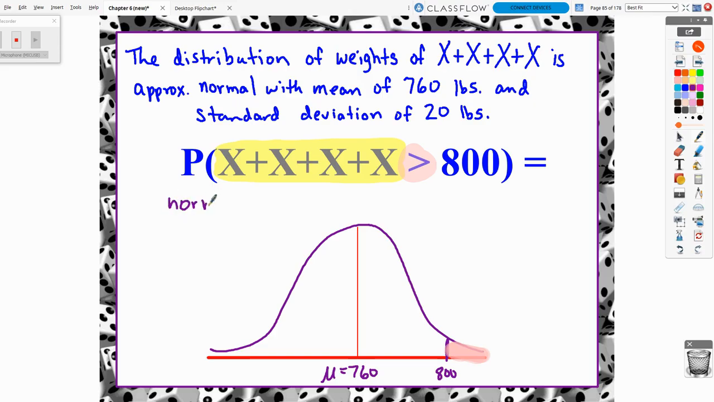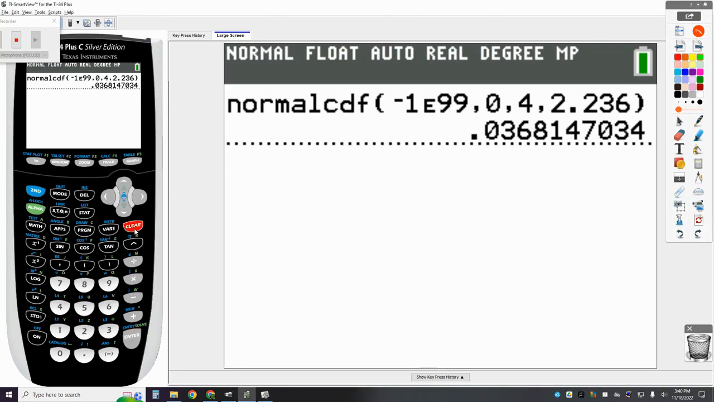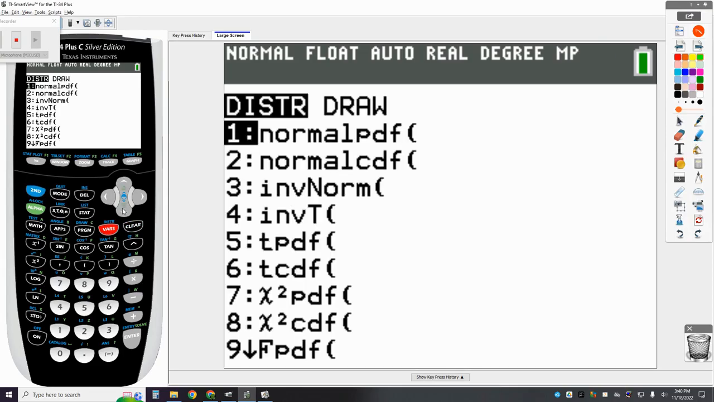So now if I jump in to my normal CDF, we are starting at 800 as our lower bound. We're shooting up to infinity with a mean of 760 and a standard deviation of 20. What does that come out to be? And before I go on to my calculator, you might go, hey, if this is exactly 2 standard deviations above the mean, couldn't we use the empirical rule, the 68, 95, 99.7 rule? And you could. So there's really 2 different possible answers you could give me here. The empirical rule answer or the calculator answer. And either one would be accepted on the AP exam.